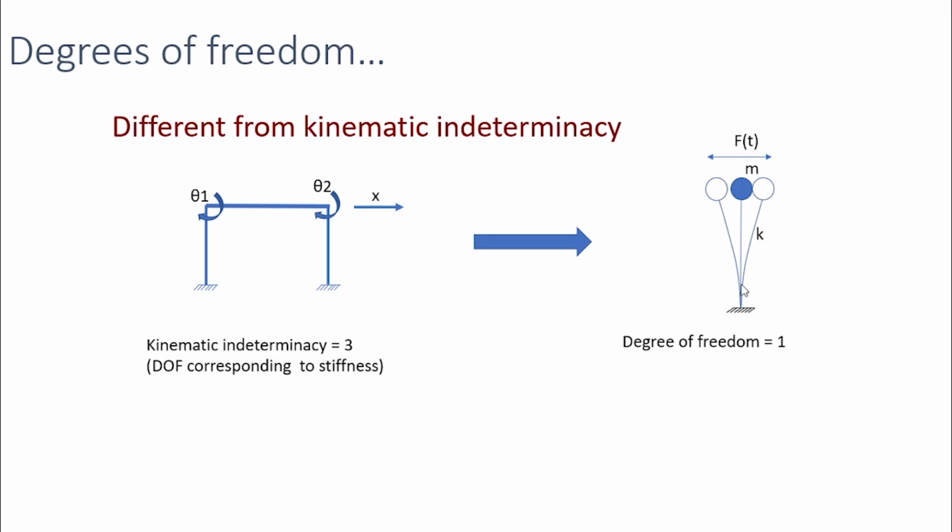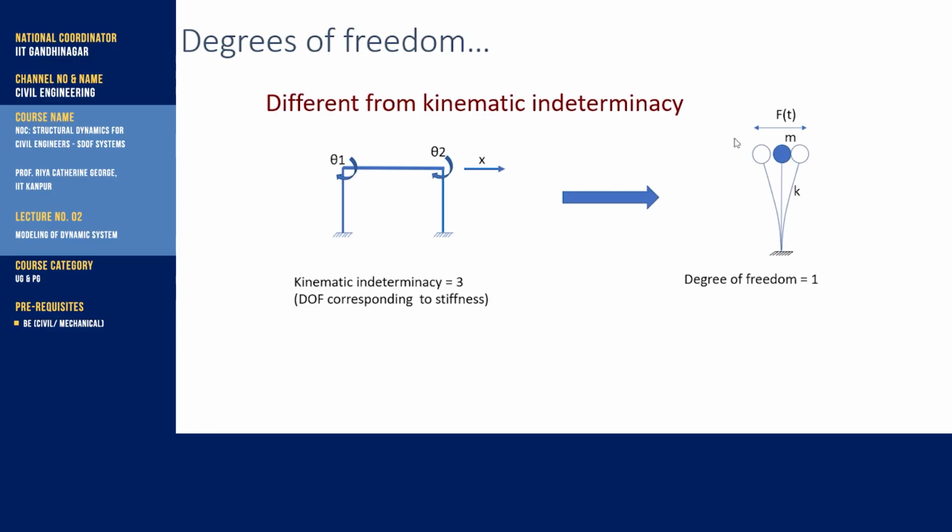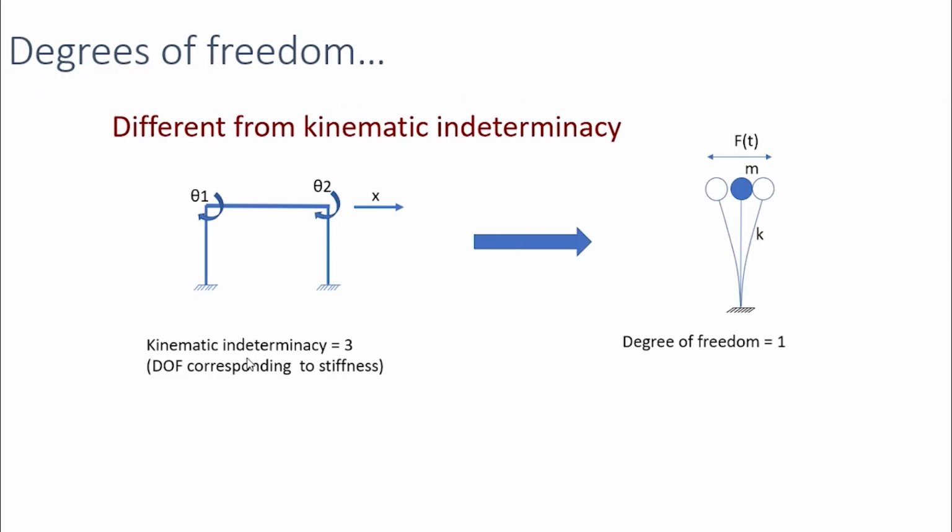So in dynamic analysis, we can treat this system like this. We can find an equivalent stiffness K, and we can lump all the masses of the frame here. So we can treat it as vibrating in this direction. In this case, we only need the displacement of this mass in this horizontal direction. So this system has only 1 degree of freedom. We had kinematic indeterminacy equal to 3, but for dynamic analysis we need only 1 degree of freedom.